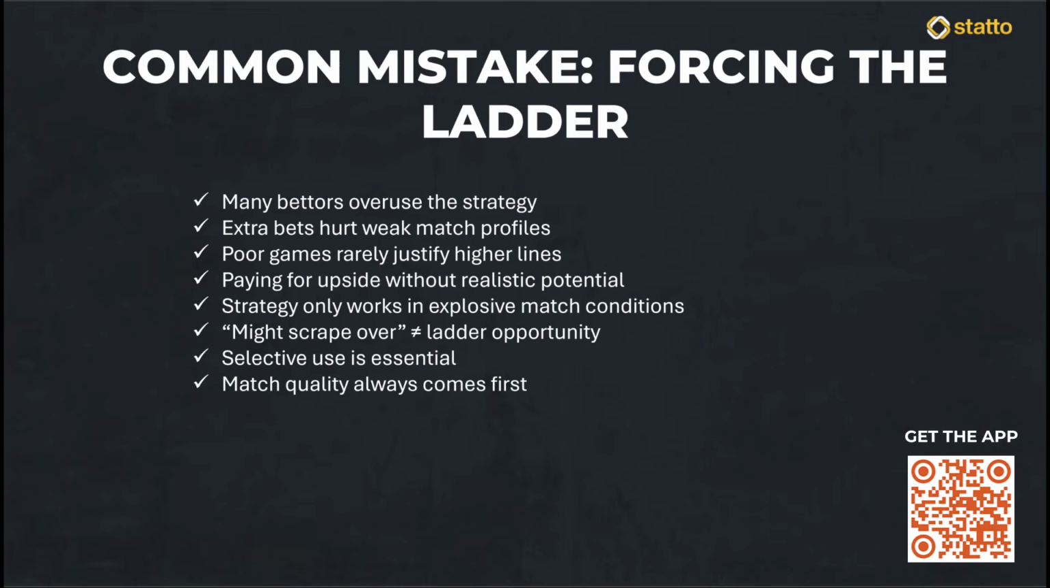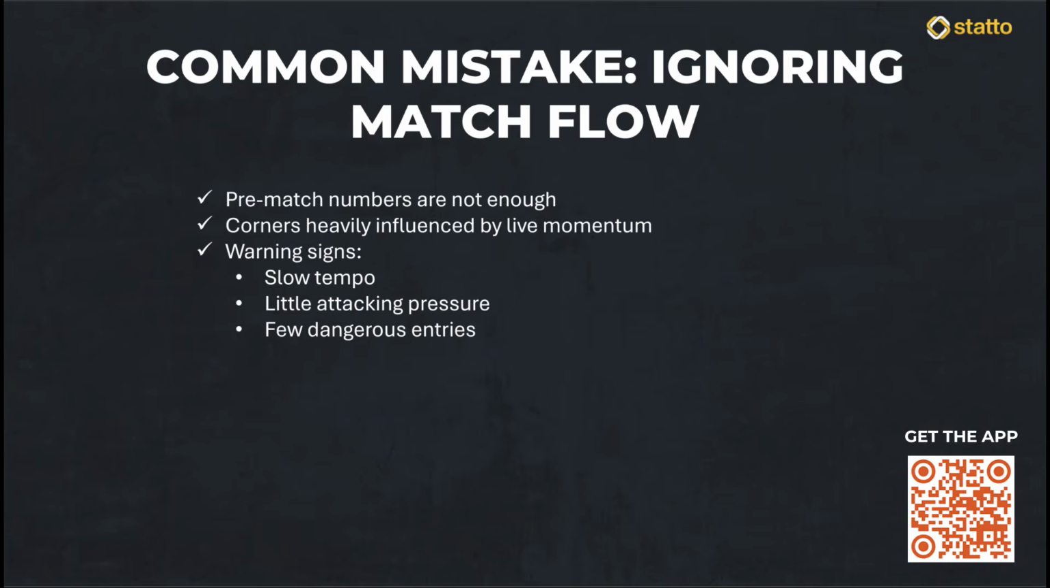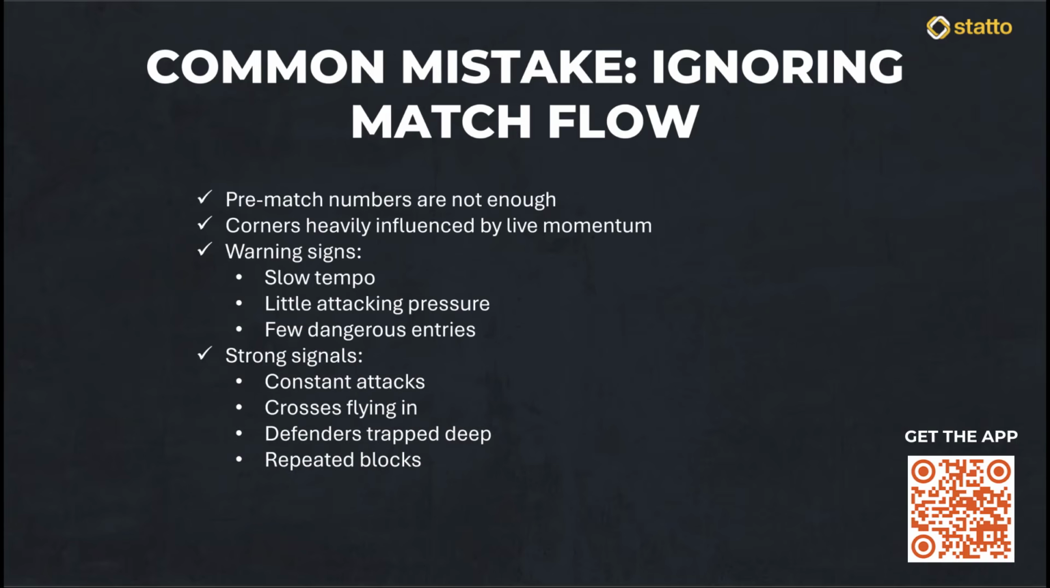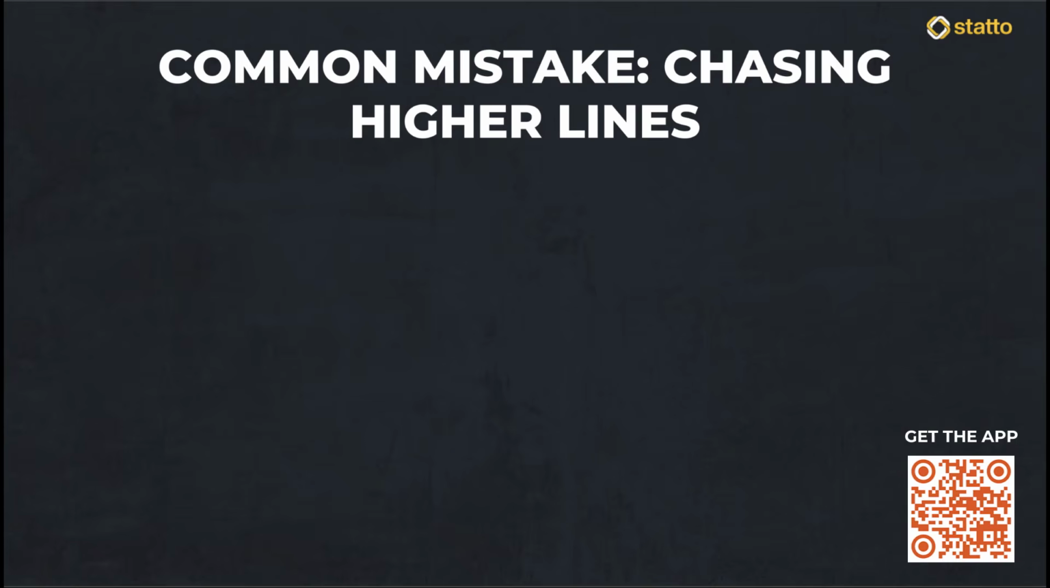The next mistake is ignoring the actual flow of the game. It's very easy to look at the pre-match numbers, place your bets, and then just sit back and hope it plays out. But corners are heavily influenced by what's happening on the pitch. For example, you might have a match that looked perfect before kickoff, but once it starts, the tempo is slow, there's very little pressure, and the ball isn't being forced into dangerous areas. That's not a game where you want to be aggressive with higher lines. On the flip side, you might see a match where one team is constantly attacking, shots are being blocked, crosses are flying in, and the defending side can't get out. That's where the corner count can suddenly accelerate. So you always want to stay aligned with what the game is actually giving you, not just what you expected beforehand.